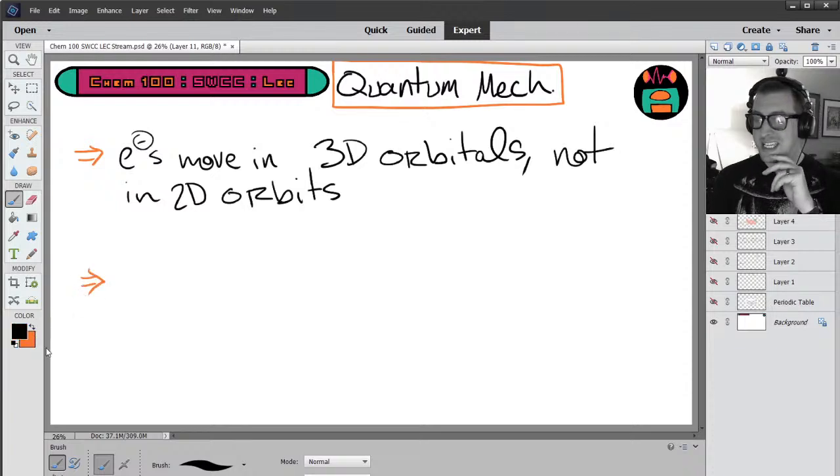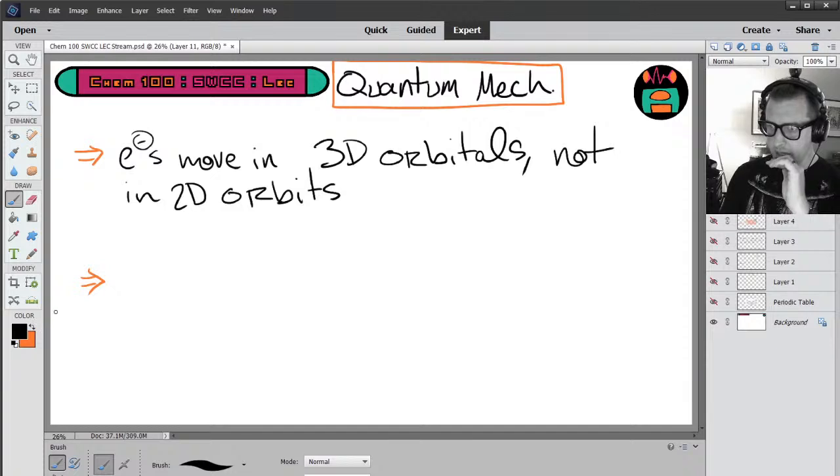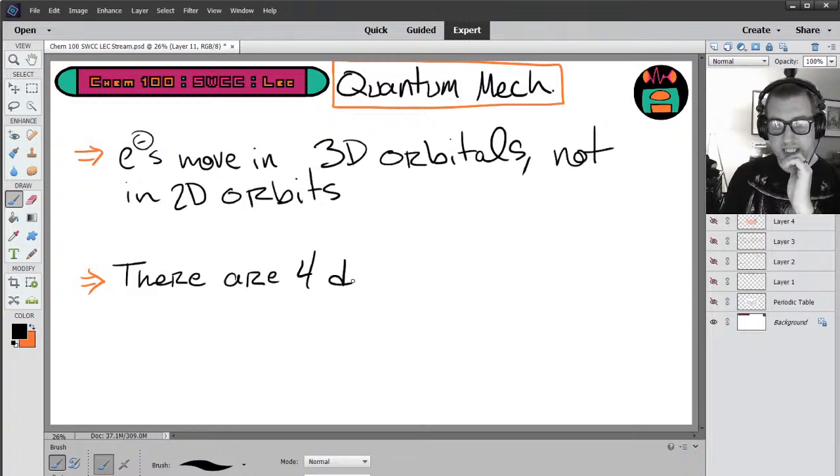The second feature that launches us ahead is that in the Bohr model, there's only one type of orbit. I mean, there were multiple shells, but they were all circles, right? In the quantum mechanical model, there are 4 different orbital types.